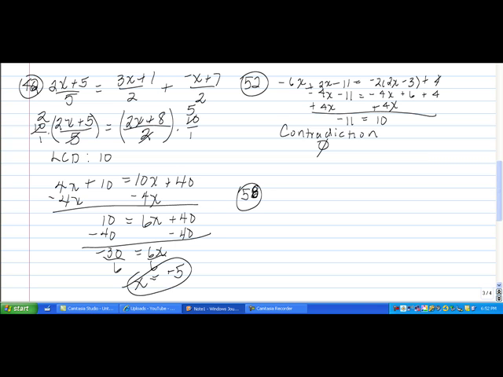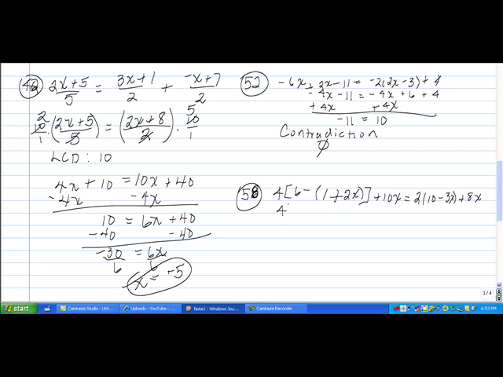Okay, 58, we have 4 times [6 minus (1 plus 2x)] plus 10x equals 2 times (10 minus 3x) plus 8x. Okay, so let's see what we get in this case.